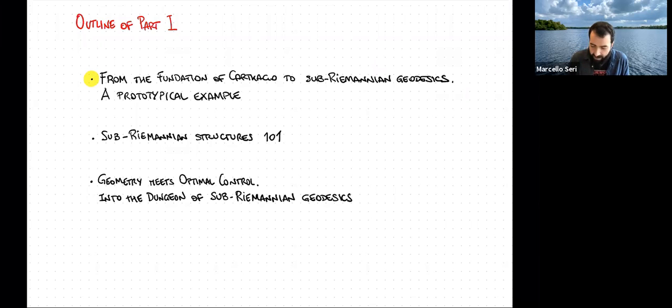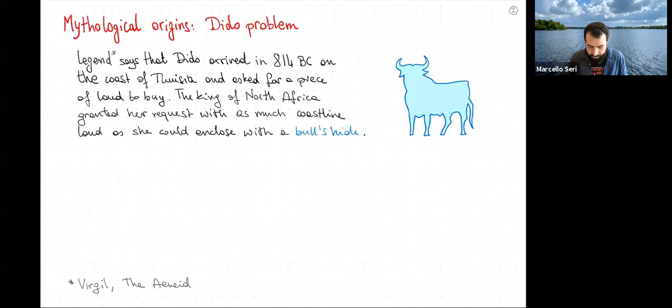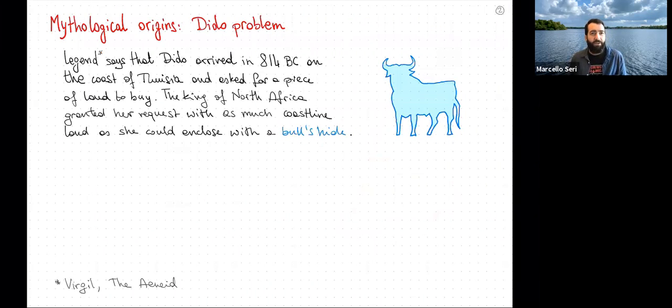Let me ask you something. If I do this, can you see the red line? Perfect, thanks. So let's start with some mythology.